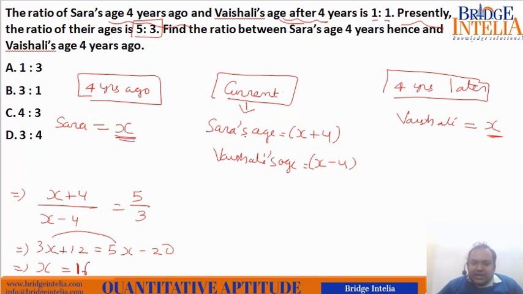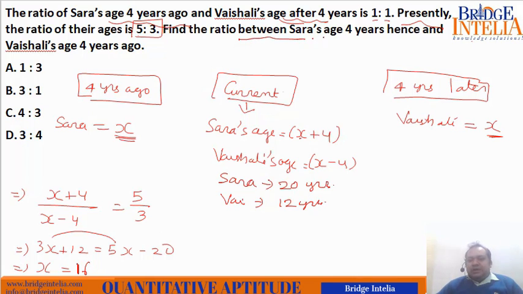So as of today, Sarah's age is 16 plus 4, that means 20 years. And Vaishali's age is X minus 4, that means 16 minus 4, 12 years. Now what is the question? Find the ratio between Sarah's age 4 years hence, that means 4 years from now.